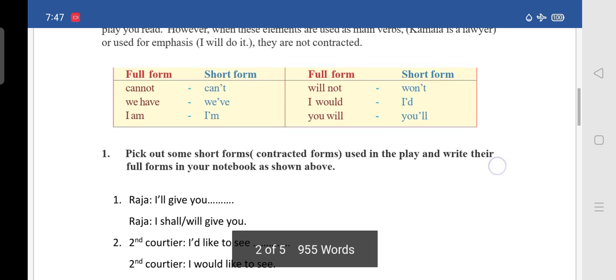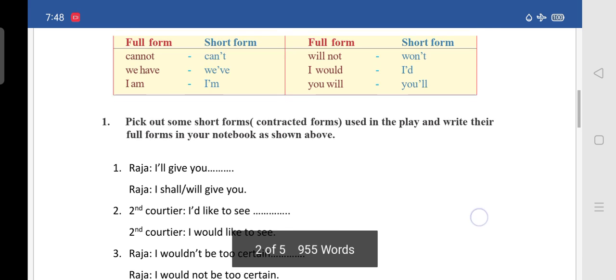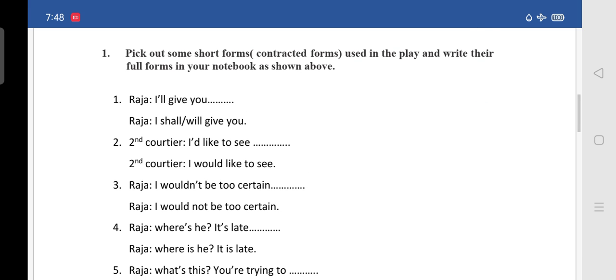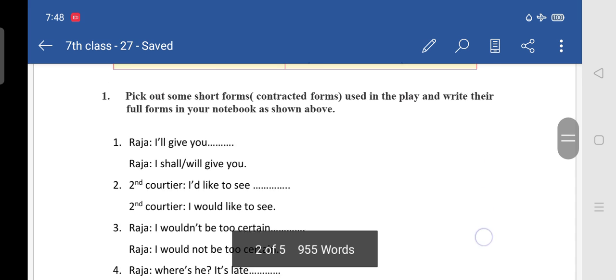So see here, pick out some short forms used in the play and write their full forms in your notebook as shown below. So they are asking us to write some short forms taken from the lesson. I have already done it for you. I want you to write them neatly in your notebooks. See the first one.